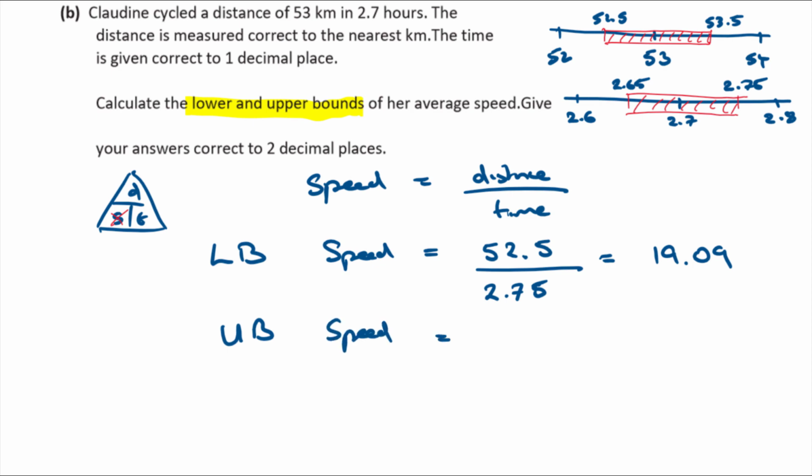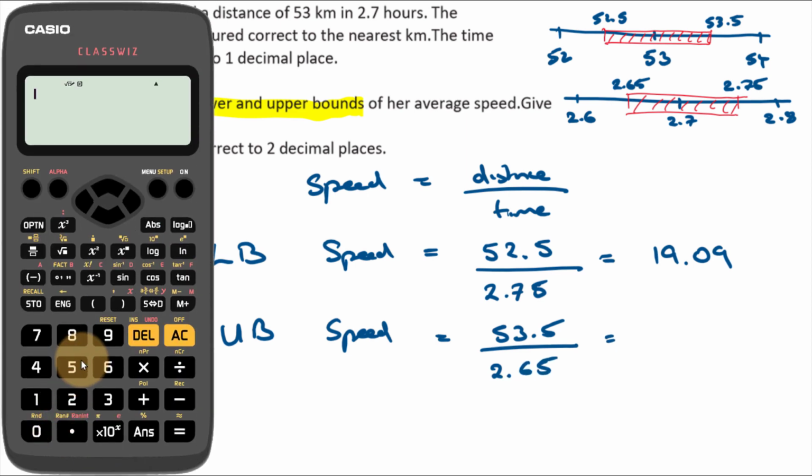Okay, now again, it's going to be distance divided by time, but this time I want the biggest possible combo. So I'm going to take the biggest possible distance, which is 53.5, and I'm going to divide it by the smallest possible time, which is 2.65. What's that equal to? 53.5 divided by 2.65. That is equal to 20.188, which I'm going to round up to 20.19 to 2 decimal places.